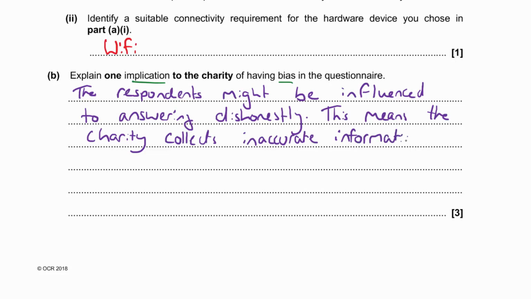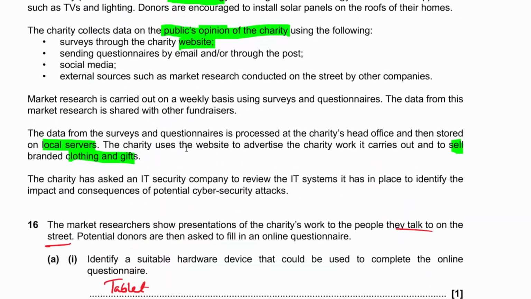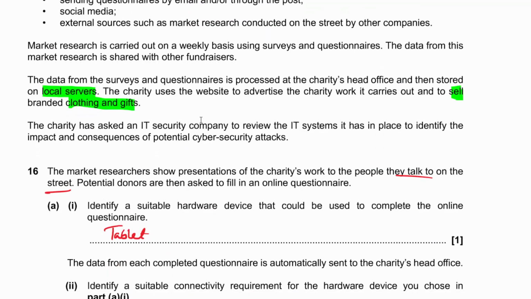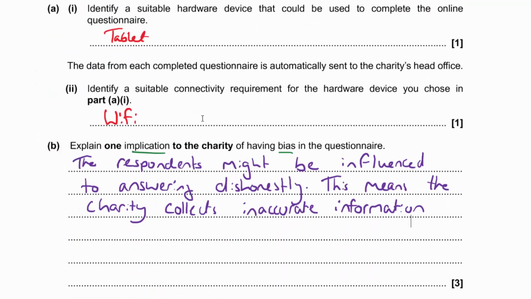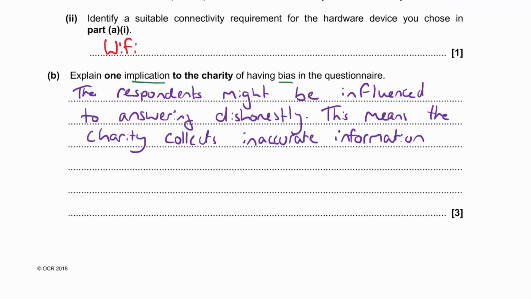You can also say they're all quite similar, these terms. Inaccurate information, which means the charity might, what are they doing here? And so this might mean, I'm trying to see what the scenario said, it doesn't say too much about it, so it might mean they make wrong decisions based on this inaccurate information.